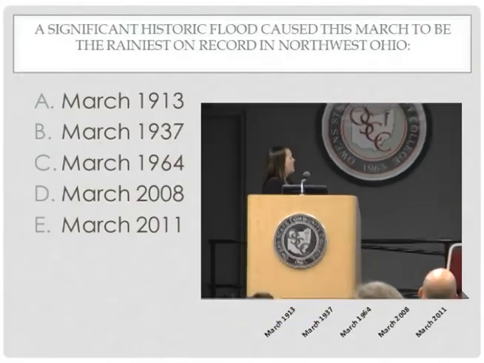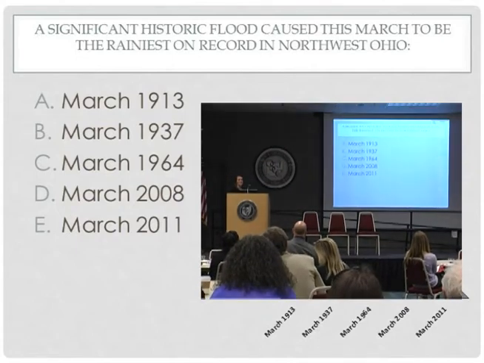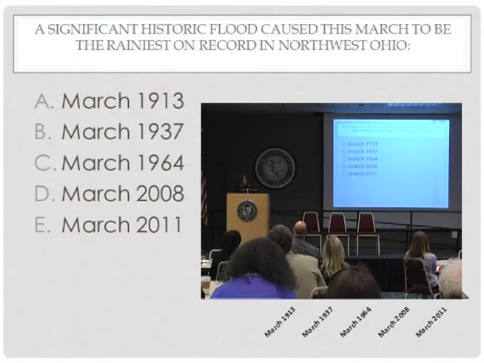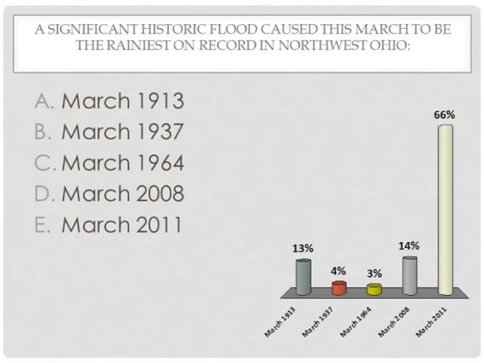Okay, so the next polling question is, a significant historic flood caused this March to be the rainiest on record in Northwest Ohio. Is it March 1913, 1937, 1964, 2008, or 2011? It's actually March 1913, so just the 13% of you that got that correct, good job.